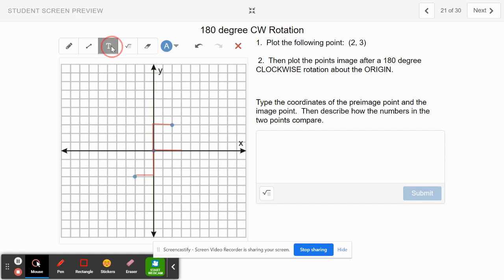So now let's write down the coordinates. All right, the original coordinate was 2, 3, and now the new one is, let's see, that's left 2, so that's -2, -3.